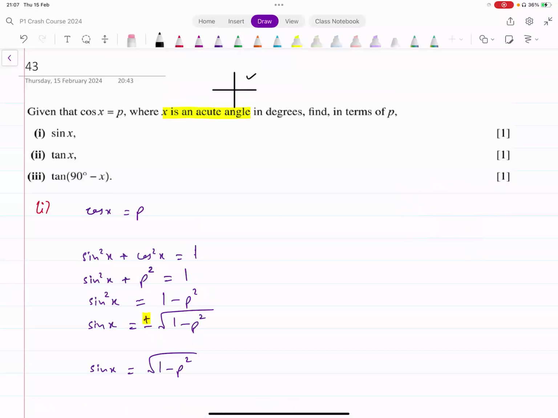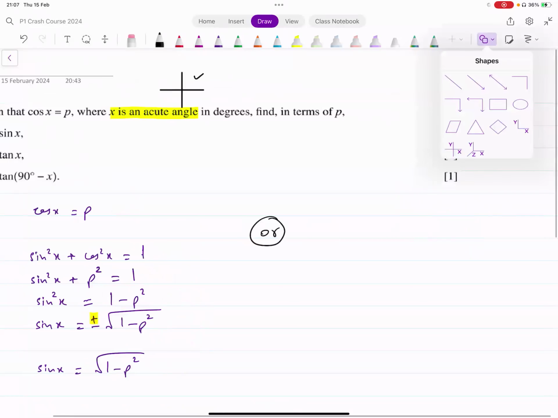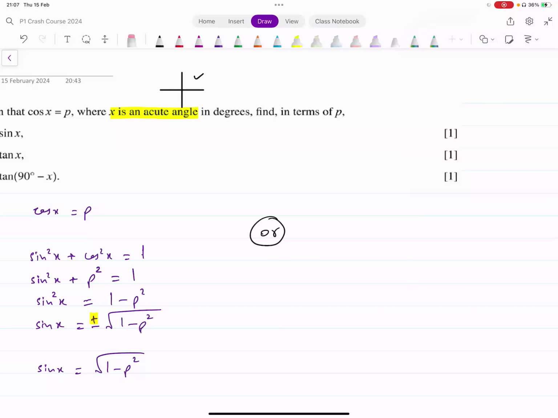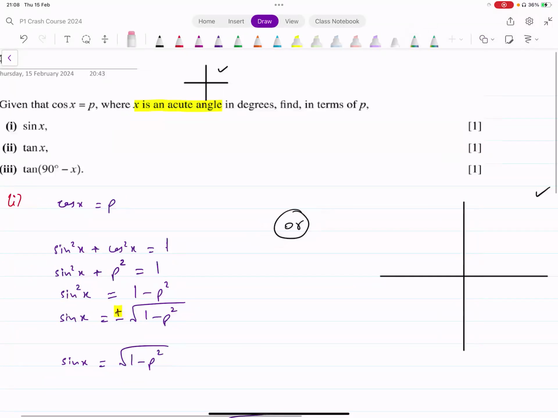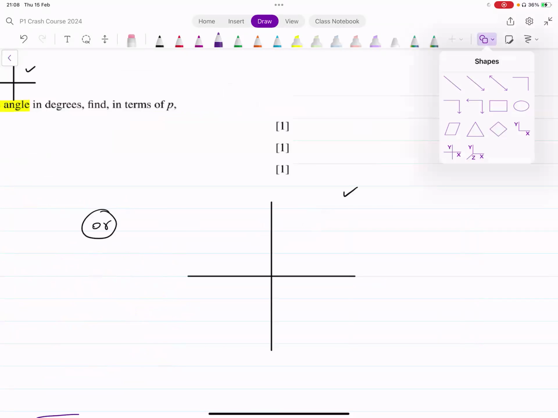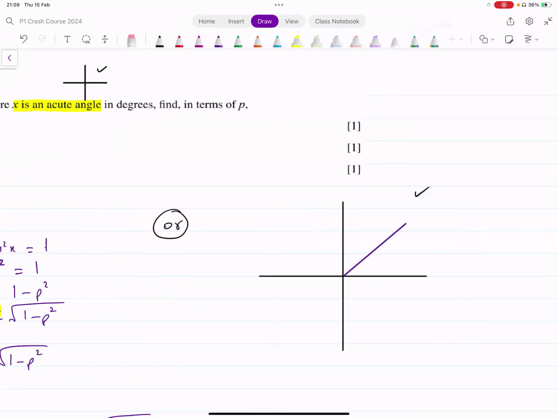The other way of doing this would be using something like this. We say, okay, we have an acute angle. Which quadrant is that going to be? First quadrant. So the angle X is supposed to be in the first quadrant. So what we do is we make an angle X in the first quadrant. That looks like this. This is the angle X.